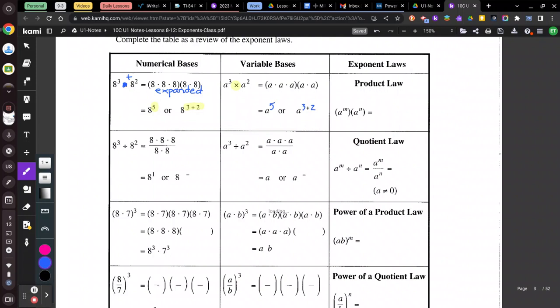So our product law says if you multiply same base, you add exponents. So here I'm going to circle those and I'm going to get m plus n. And that's the generic form of saying add your exponents. Same base, add exponents.